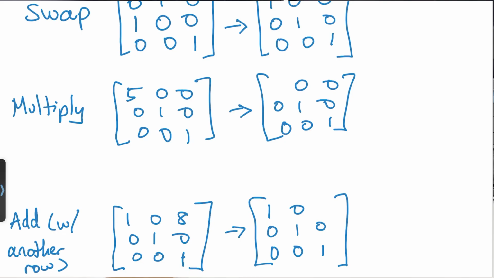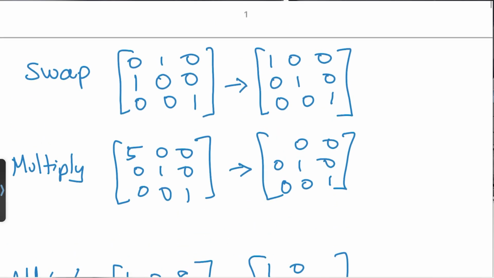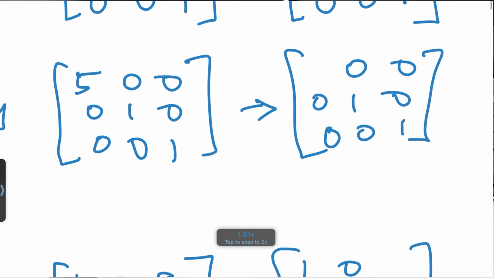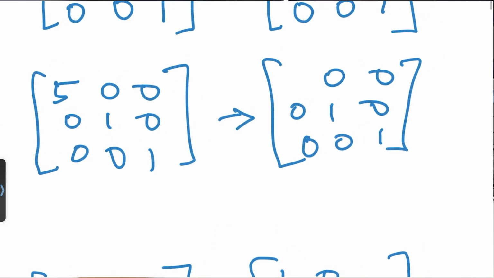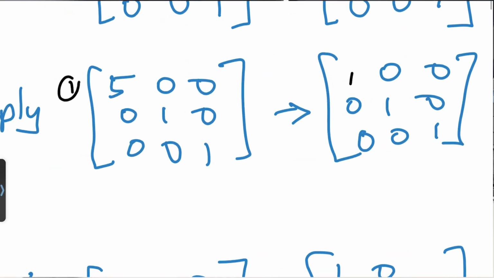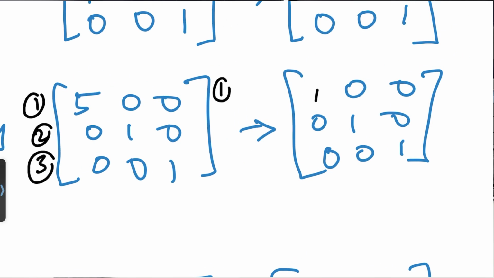So here are our elementary row operations: swaps, multiplying, and adding one row with another row. So swapping rows, pretty simple. You're just changing the two rows. Multiplying, you can multiply an entire row by some number. And so we want to get this 5 to become a 1. So we can just multiply it by 1/5, and that becomes 1. We can say this is row 1, this is row 2, and this is row 3. And then we can say that row 1 is going to be equal to 1/5 of row 1.